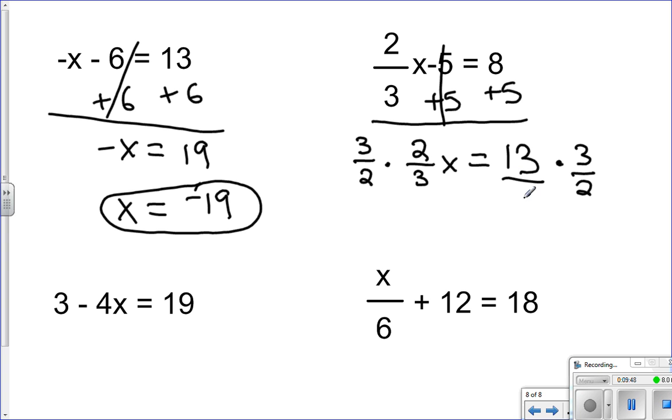And if it helps, you could always write the whole number over 1. The 2's cancel out and the 3's cancel out, and I'm left with x equals 13 times 3, which is 39, over 2. And even though it doesn't come out to a whole number, it's still the correct answer. 39 over 2, or if you want to write it, 19.5, or 19 and a half.